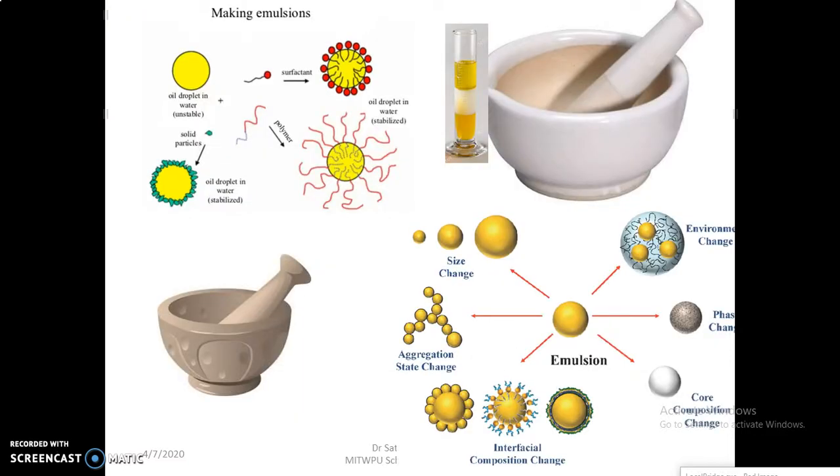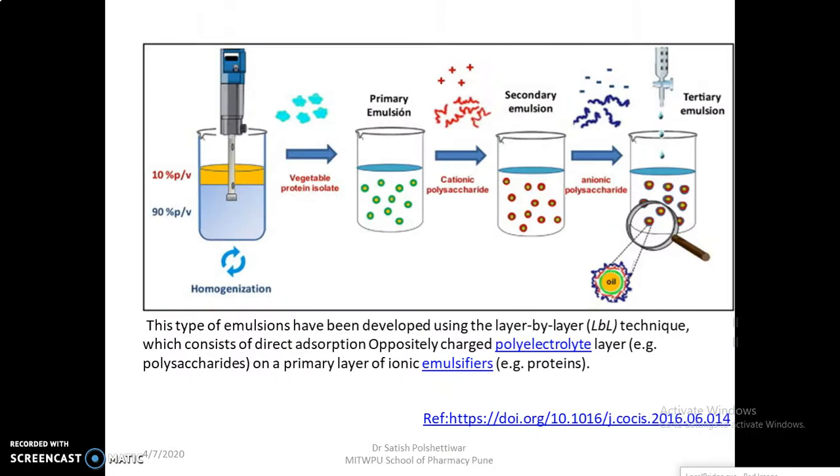So making an emulsion, always you have to think about this. You have to choose the proper oil, you have to choose the proper emulsifying agents. Then and only then one can make a stable emulsion. Always think about the globule size, your core component, your interfacial composition change, aggregation state change, physical change, environmental change. All these factors you have to consider while making stable emulsions.